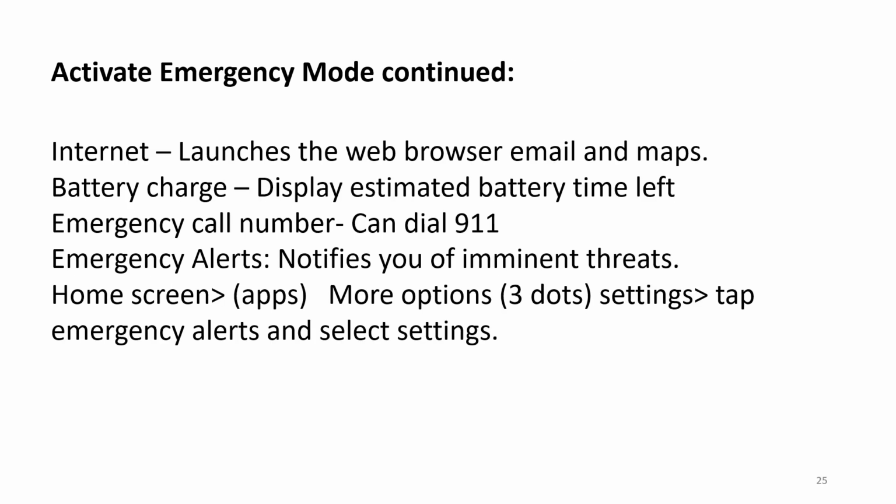Activate emergency mode, continued. Internet launches the web browser, email and maps. Battery charge displays estimated battery time left. Emergency call number, can dial 911. Emergency alerts notifies you of imminent threats. Home screen, apps, more options, 3 dots, settings, tap emergency alerts and select settings.